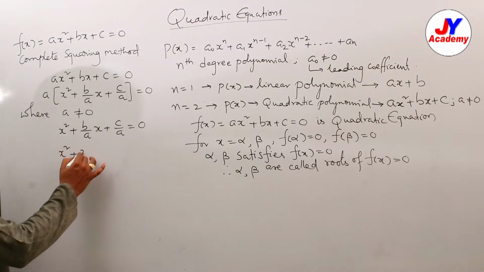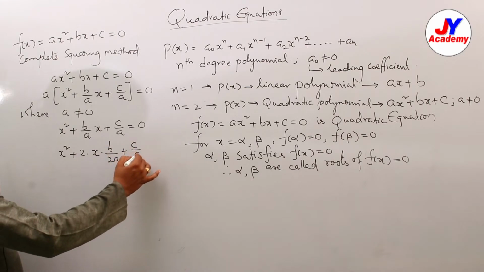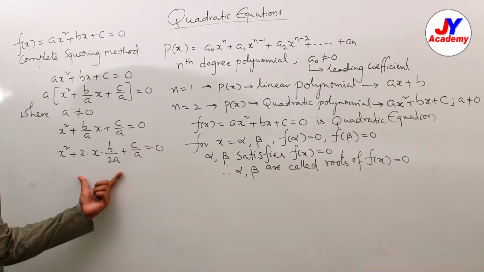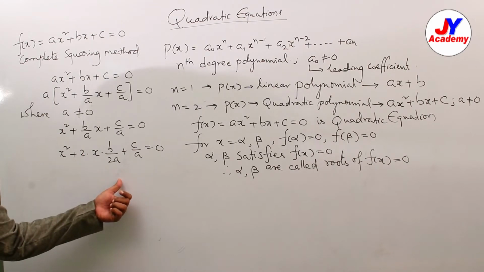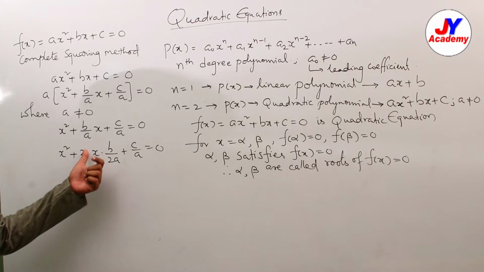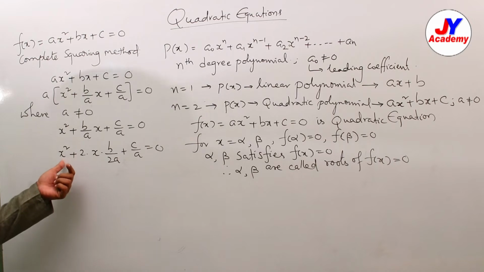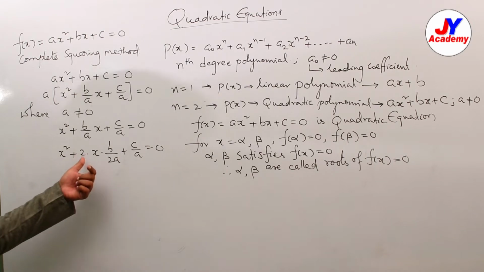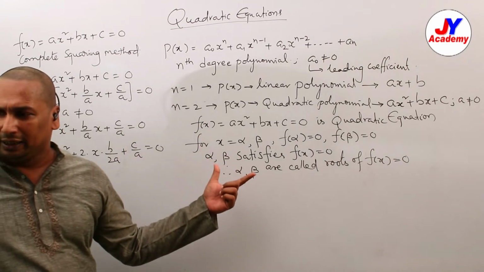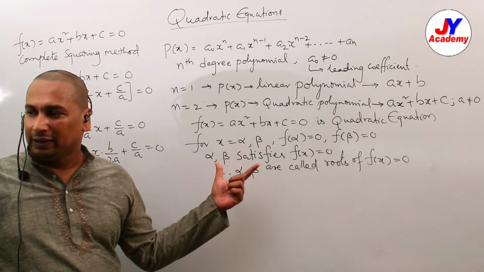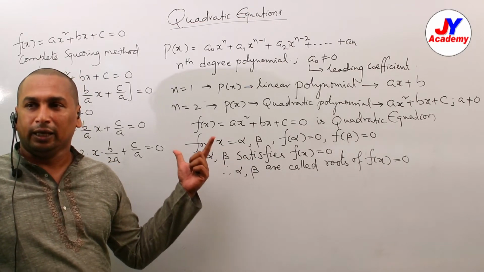Now x square plus 2 into x into b by 2a plus c by a equal to 0. Here in the middle term we are going to multiply by 2 by 2, or multiply with 2 in numerator and denominator. If you observe, it is in the form of a square plus 2ab. If b square is there, it can be written as a plus b whole square.